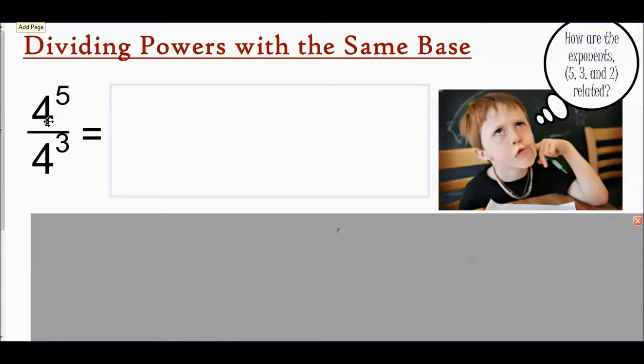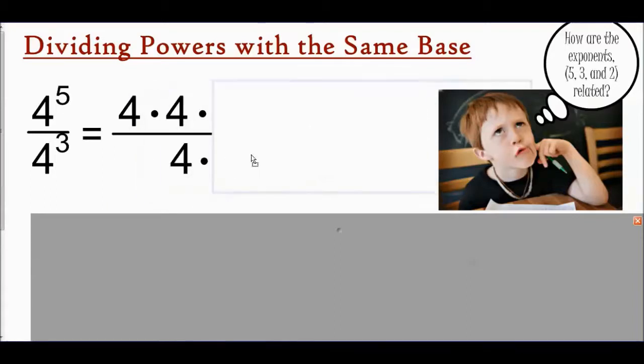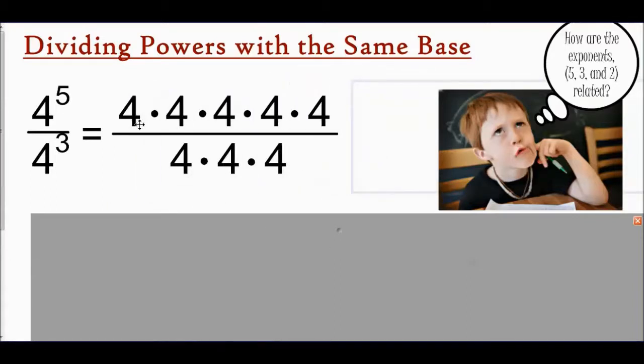So let's say we have 4 to the 5th power divided by 4 to the 3rd power. These are powers with the same base. So if we were to expand that out, it would look like this. I have 1, 2, 3, 4, 5 fours on top, and then 1, 2, 3 fours on bottom. What can happen is I could cancel them out, the ones that are on top and bottom. So what I'm left with is 2 fours on top and nothing on bottom, so that's like having a 1. So as a result, I'm left with 4 squared.